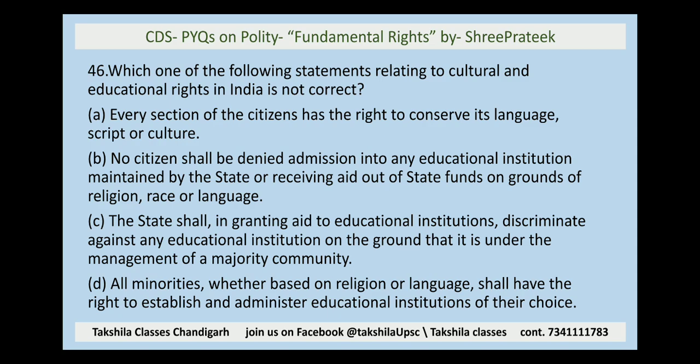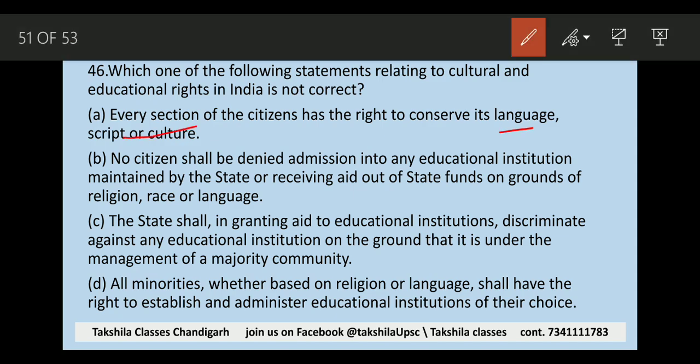This question we have not seen yet, so see it. Question 46: which one of the following statements relating to cultural and educational rights in India is not correct? Every section of the citizens has the right to conserve its language, script and culture. That is true. No citizen shall be denied admission into any educational institution maintained by the state or receiving aid out of state funds on grounds of race. This is also absolutely correct. State shall in granting aid to educational institutions discriminate against any on the ground that it is under the management of a minority.